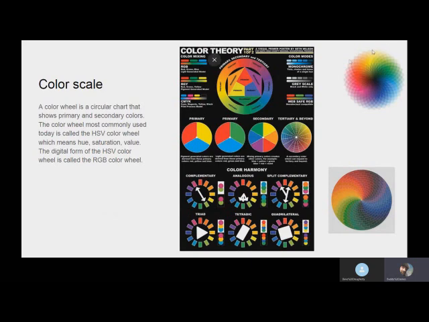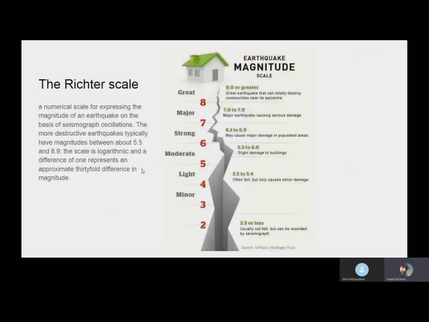So another example of a chart and a scale of different colors and the rainbow and light. And you got the Richter scale, a numerical scale for expressing the magnitude of an earthquake on a basis of seismograph oscillations. The more destructive earthquakes typically have magnitudes between 5.5 and 8.9. The scale is logarithmic again, and a difference of 1 represents an approximate 30-fold difference in magnitude.